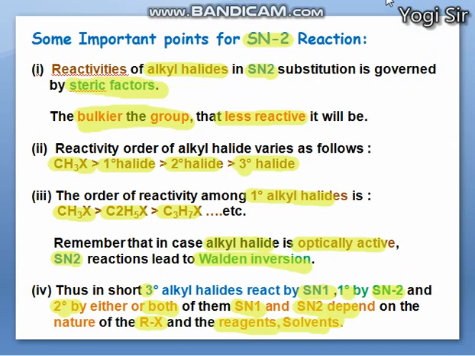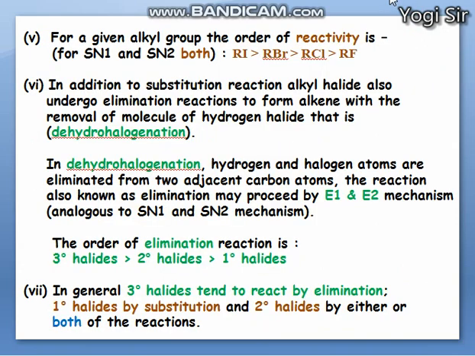Some more points are added here. The rate of reactivity for both SN1 and SN2 is faster with alkyl iodide. With iodine the rate of reaction is faster, and as we go towards bromine, chlorine, and fluorine, it is least reactive towards alkyl fluoride and most reactive towards alkyl iodide, in terms of the overall rate of reaction.